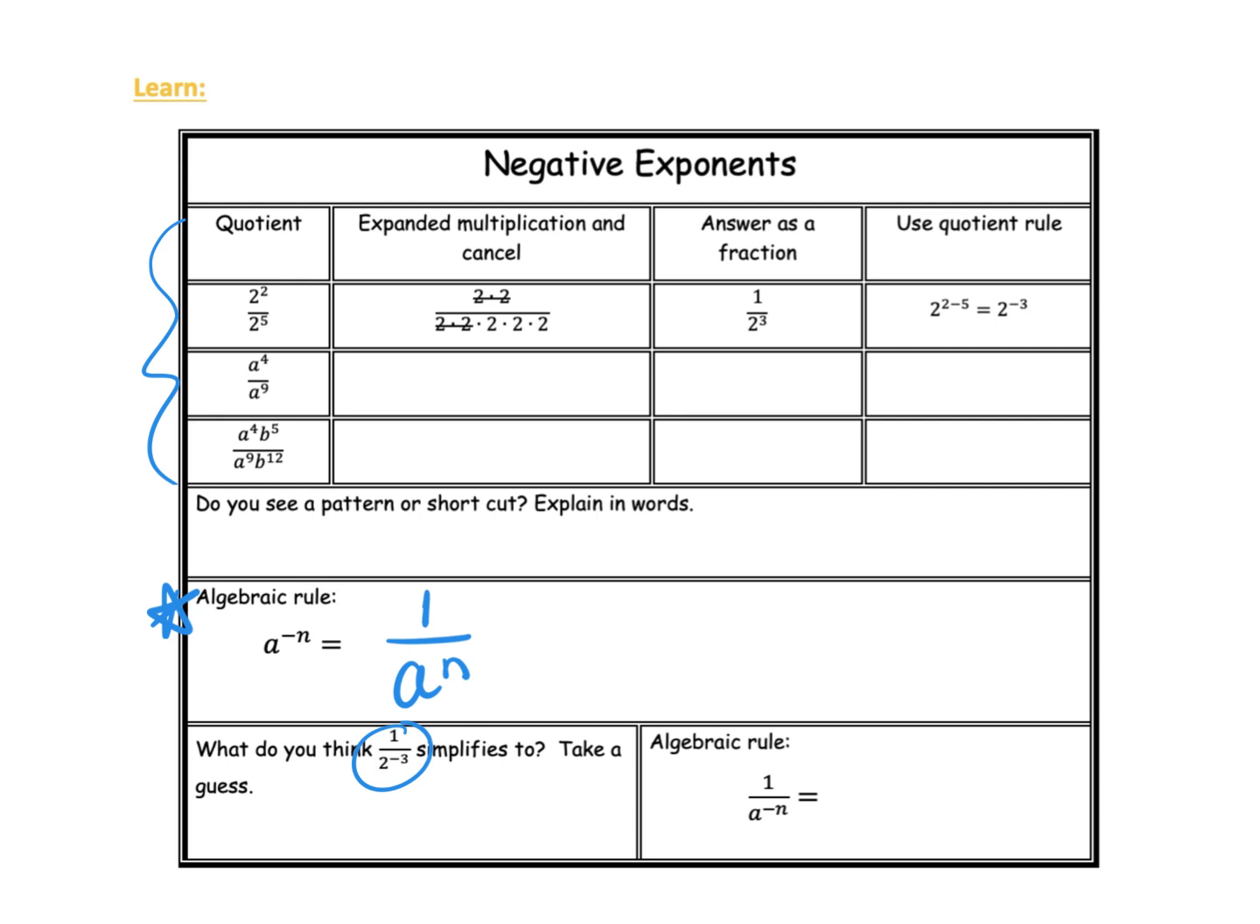All right, if we wanted to figure out what 1 divided by 2 to the negative 3rd simplifies to, well, we've got to switch it to its reciprocal and then make the exponent the opposite. So instead of 1/2, I would do 2/1, which is just 2. And my exponent needs to switch to the opposite, which is 2 to the 3rd power. So as an algebraic rule down here, if I have 1 divided by a to the negative n, that's the same as a to the positive n.